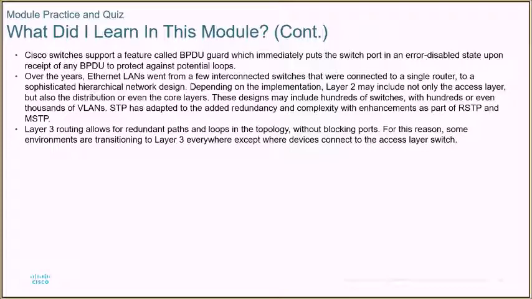Over the years, Ethernet LANs went from a few interconnected switches that were connected to a single router to a sophisticated hierarchical network design. Depending on the implementation, Layer 2 may include not only the access layer, but also the distribution or even the core layers. These designs may include hundreds of switches or even thousands of VLANs. STP is adapted to the added redundancy and complexity with enhancements as part of RSTP and MSTP. Layer 3 routing allows for redundant paths and loops in the topology without blocking ports. For this reason, some environments are transitioning to Layer 3 everywhere except where devices connect to the access layer switch.